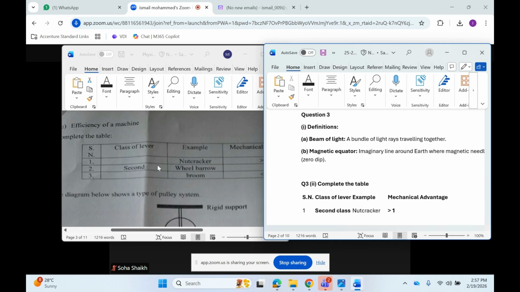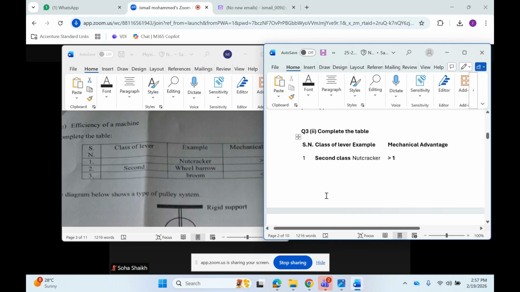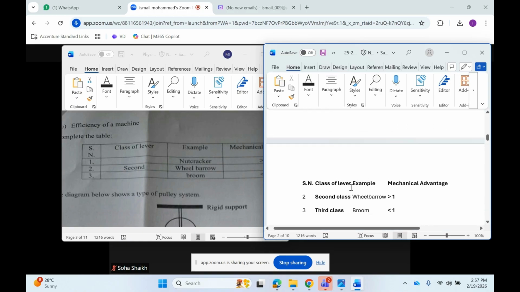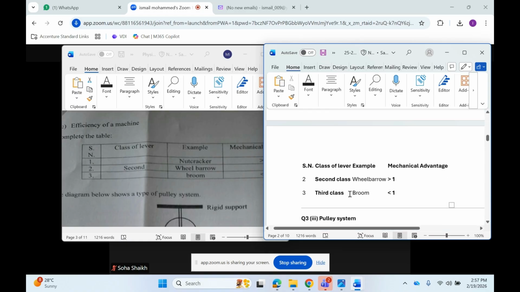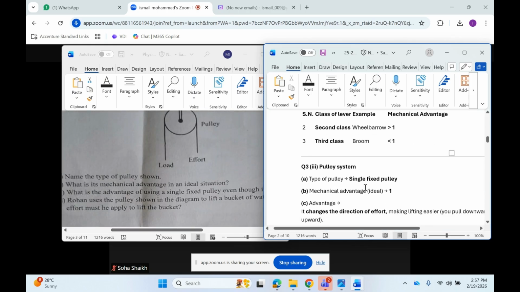Next one, you have to give examples. Nutcracker is an example of a second order lever, second class. Mechanical advantage is greater than 1. Then second order lever, wheelbarrow, and mechanical advantage is also greater than 1. Third class lever is broom. Mechanical advantage is less than 1.